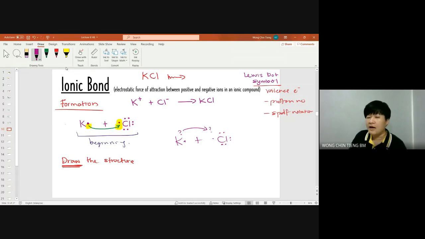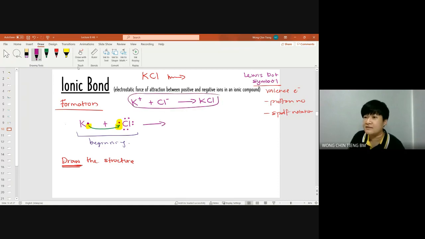Okay. The arrow represents the movement of electron. Therefore, you need to show very clearly the electron is moving from where to where. Is that clear? And the product will no longer be like this. Alright, this is our draft. Your product should be potassium donated the electron, therefore potassium becomes positive.